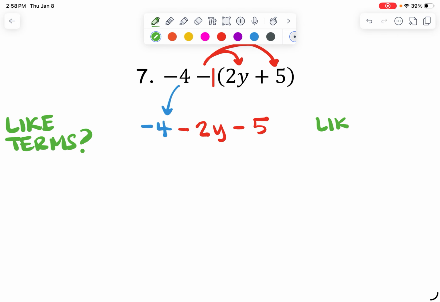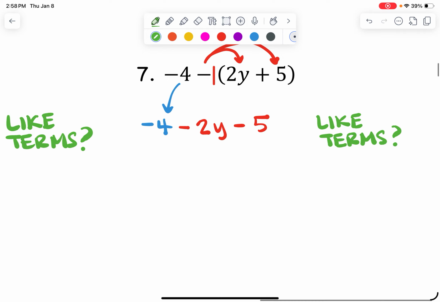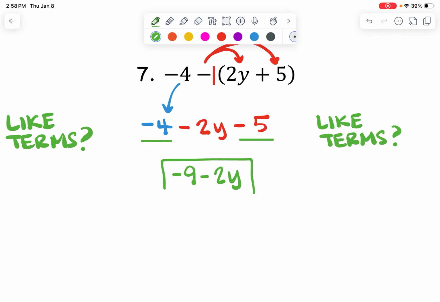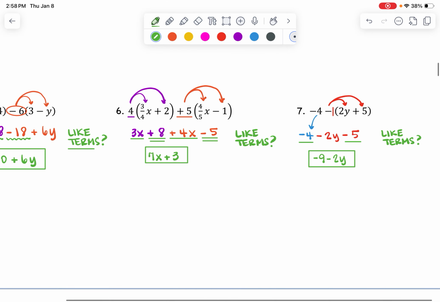And once we've gotten rid of our parentheses, then of course we're like, hey, are there any like terms? Because that's always a question you need to ask yourself. And hopefully you're saying yes, right? So we have a constant of -4 and a constant of -5, which is going to give us -9 when we combine them because they're both negative. So you add and keep the sign. And then I'm going to bring down my -2y because I don't have any other y terms to combine him with. Right, and that is our final answer. Again, I don't care what order your terms are in. If you want to write your final answer as -2y minus 9, that would be the exact same thing. Okay? All right.